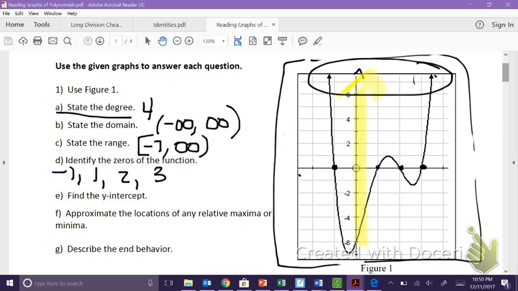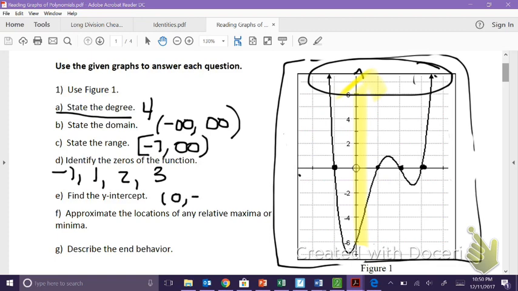Those are all the x-intercepts of that graph. They're very nice, gotta say. The y-intercept is where it crosses the y-axis. Your y-intercept is going to be right here. And since they asked for the y-intercept, I'm going to write it in an ordered pair.